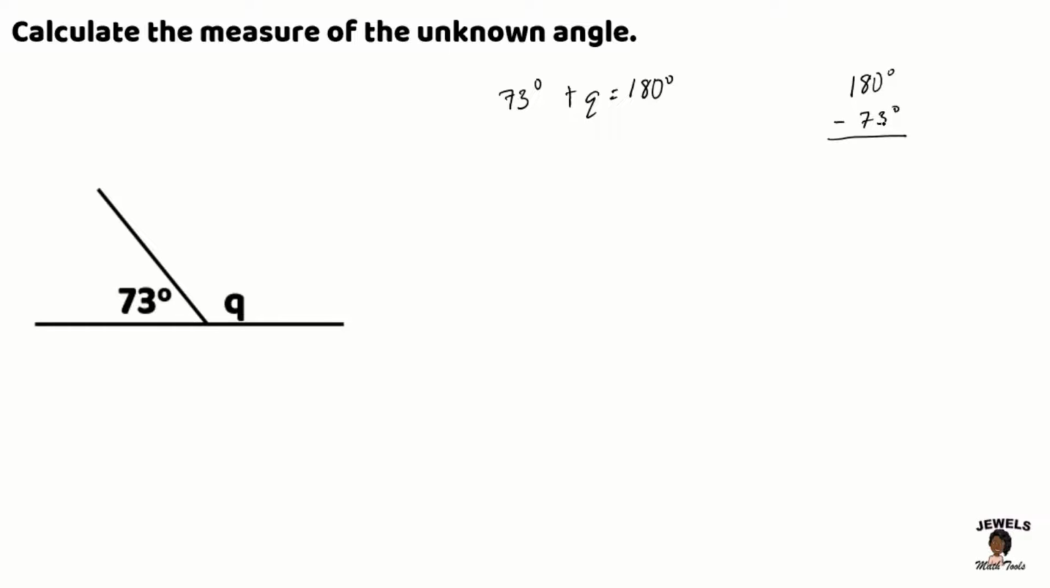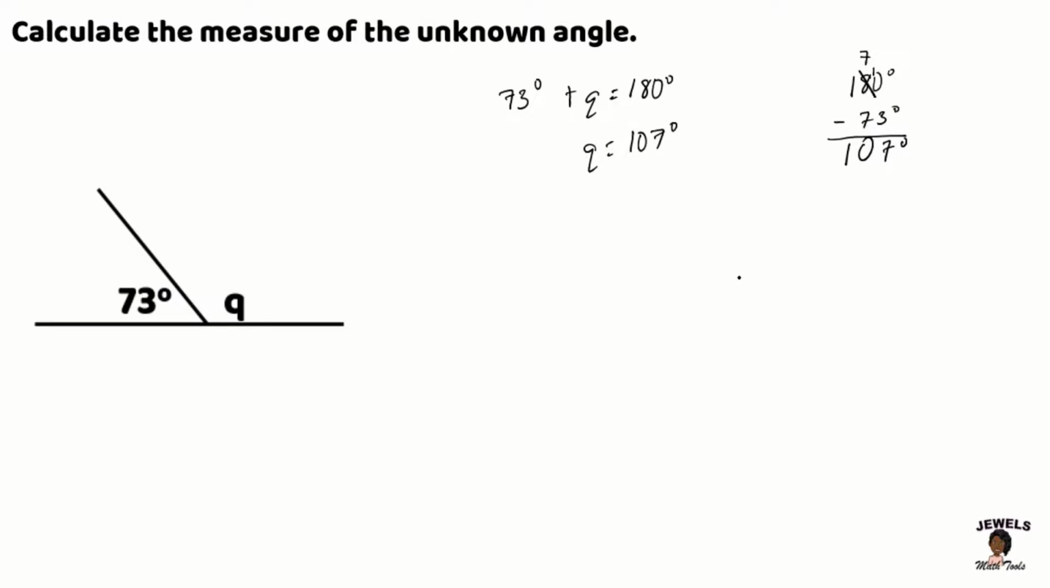0 can't subtract 3, so we're going to borrow from 8, making it 7. Taking our 1 to our 0, making it 10, and 10 subtract 3 is equal to 7. 7 subtract 7 is equal to 0, and 1 subtract nothing will equal 1. So my angle Q is equal to 107 degrees. And if you're wondering, there is a way that you can check your answer.